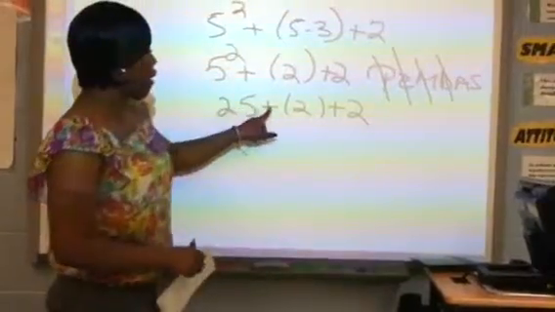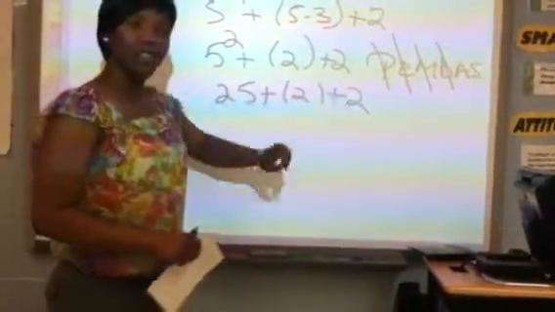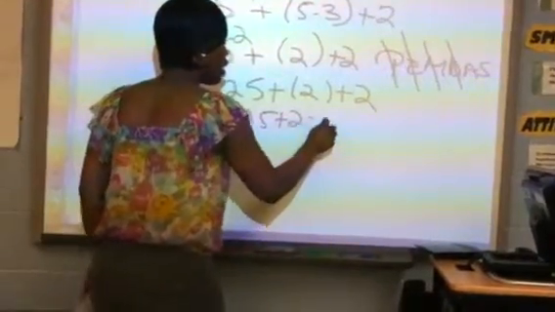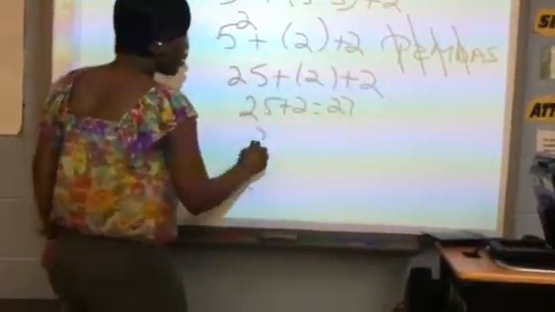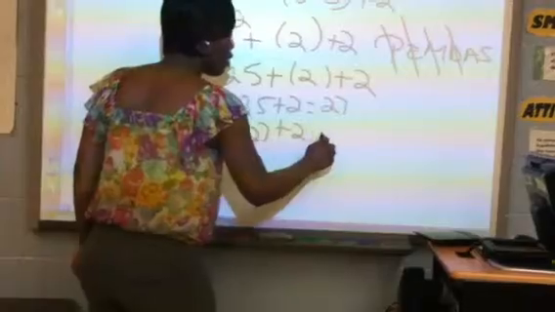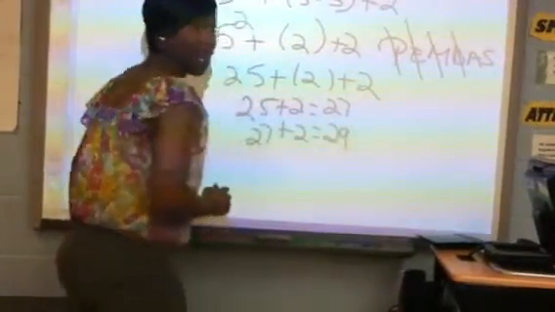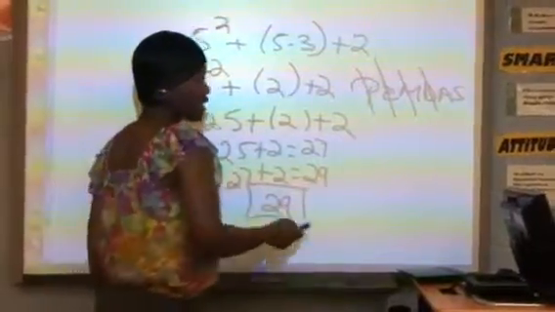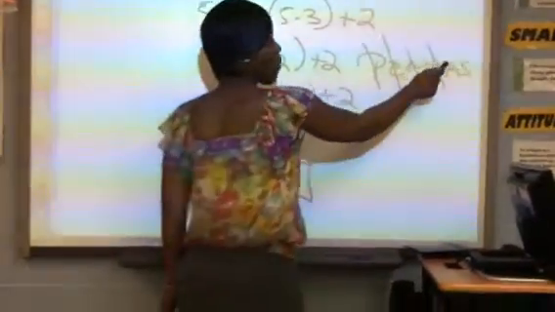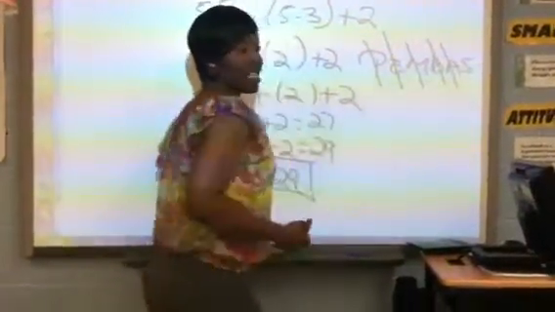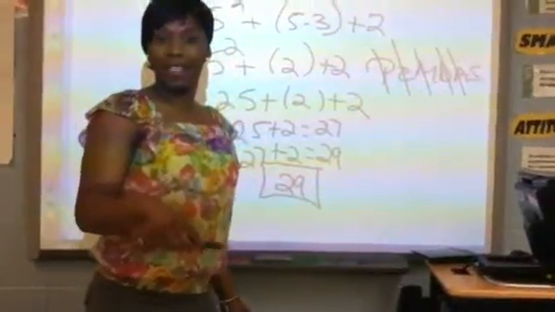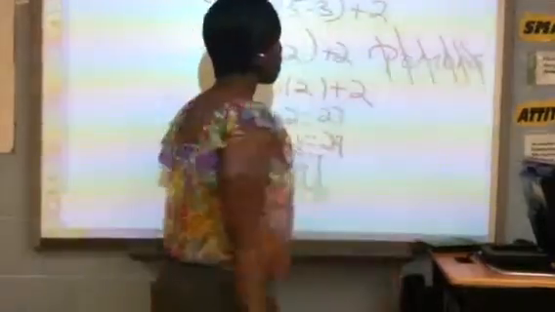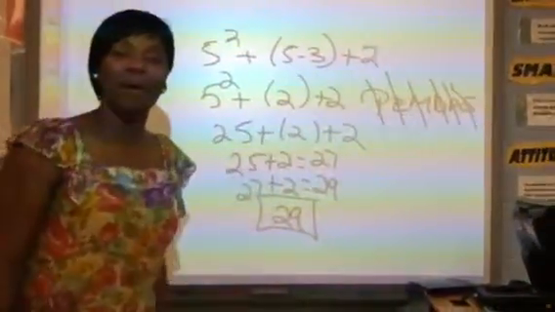So we have 25 plus 2 plus 2. 25 plus 2 is 27. 27 plus 2 is 29, I'm sorry. Therefore, 29 is our correct answer. And do not forget, go back to your letters and cross it out. Of course, S is the last letter, but we don't have any S, so let's just cross that out. Here you go. Take a few moments to look at that.